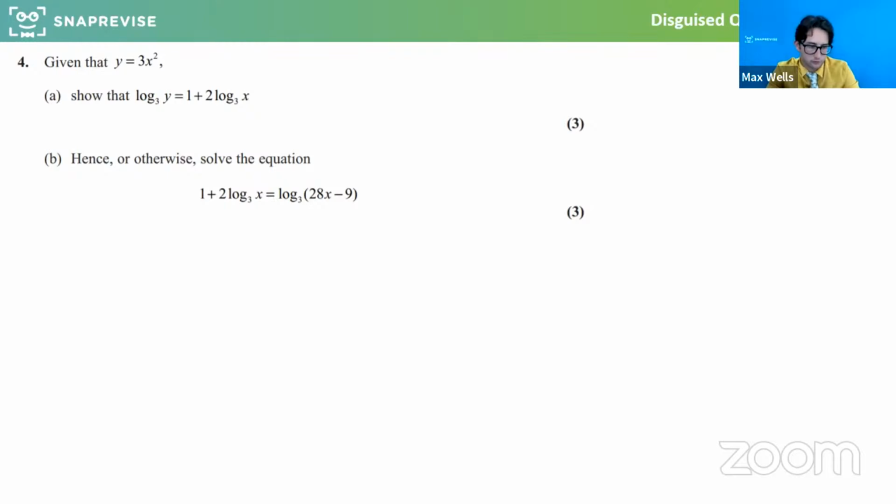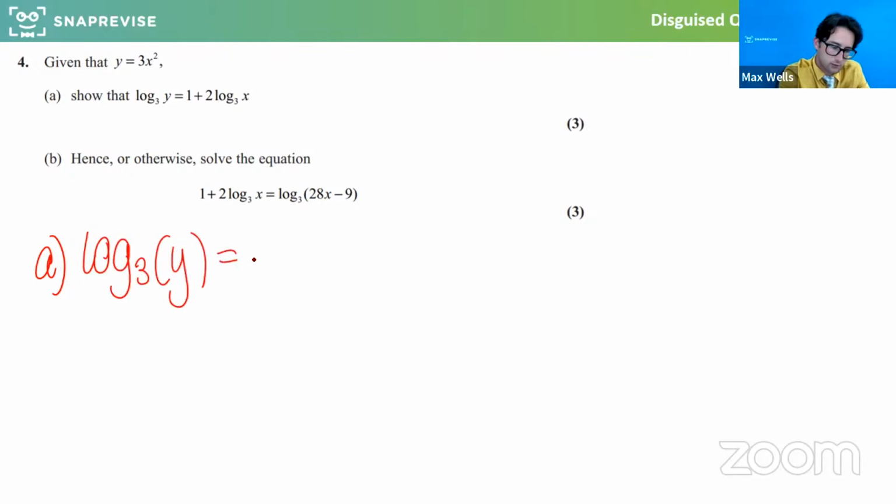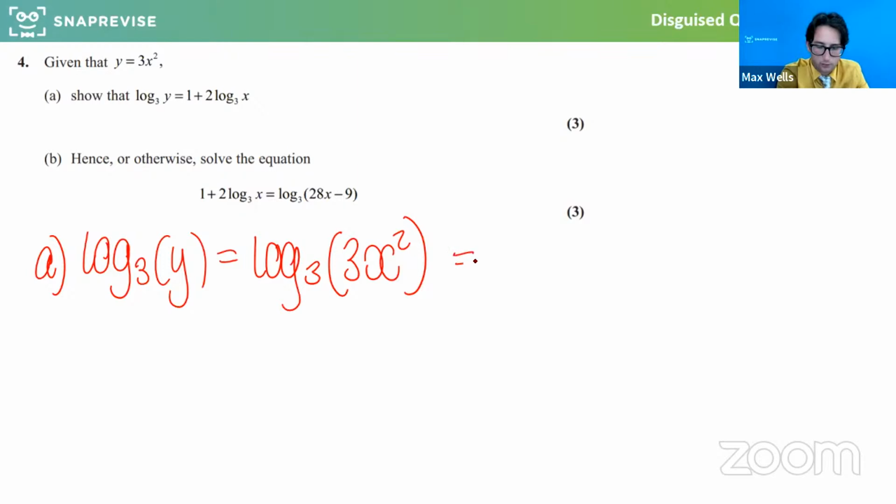Given that y equals 3x squared, show that this is the case. Okay, so this is just a first question, whereby I would say we probably want to just take logs of both sides. If we do part A, I would say if you take log base 3 of both sides, log base 3 of y equals log base 3 of 3x squared. If anything, this is a test of log rules. Are we happy that that's the same as log base 3 of 3?